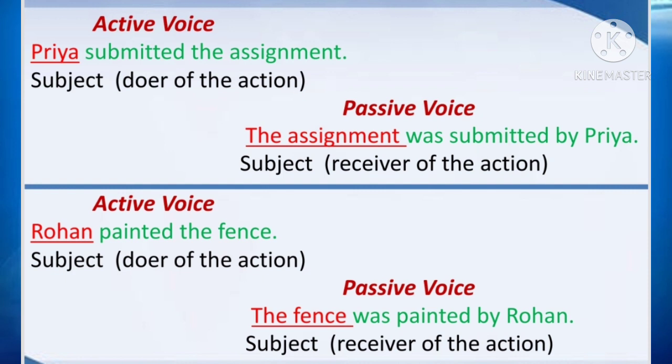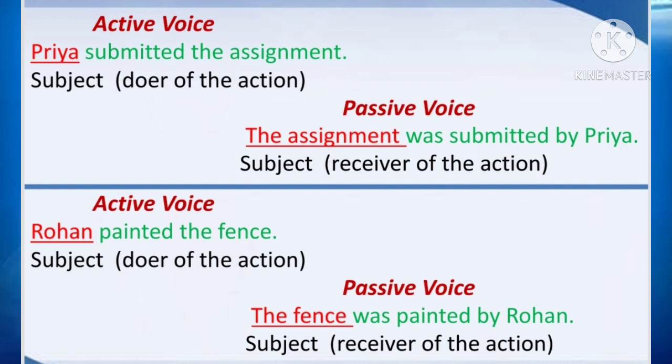Now, the second set of example. Rohan painted the fence. It is an active voice. The fence was painted by Rohan. It is a passive voice. Here, the first sentence, Rohan painted the fence. Here, Rohan is the subject. And here, Rohan is doing the action. Rohan is painting, isn't it? So, Rohan is doing the action. Subject is the doer of the action. Since in the first sentence, the subject is the doer of the action, it is an active voice.